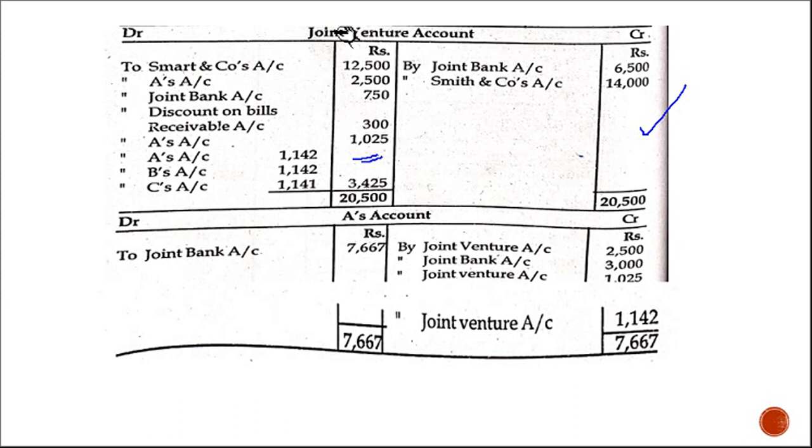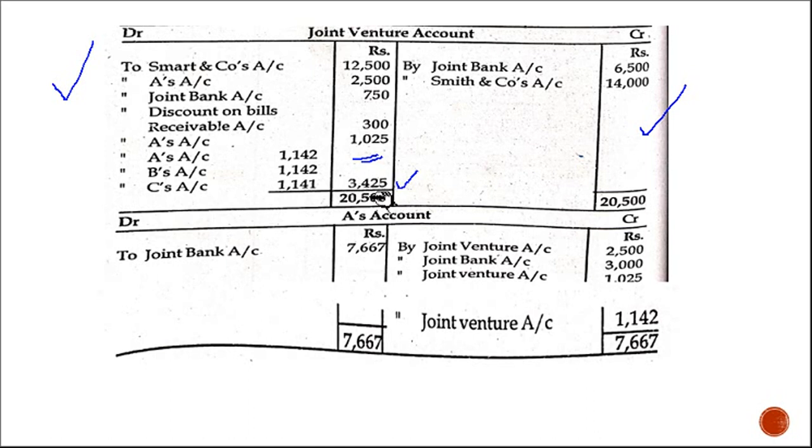See, one thing you should be very careful about. On the credit side, we are writing the sales, cash sales, credit sales. On the debit side, we are writing all the expenses. So here we bought the goods from Smart and Company, from A. Then there were expenses, there was discount, everything. All the expenses we are writing on the debit side. So when sales are more than the expenses, we get the balancing figure here. How much? 3,425. So that should be distributed among all three venturers A, B and C.